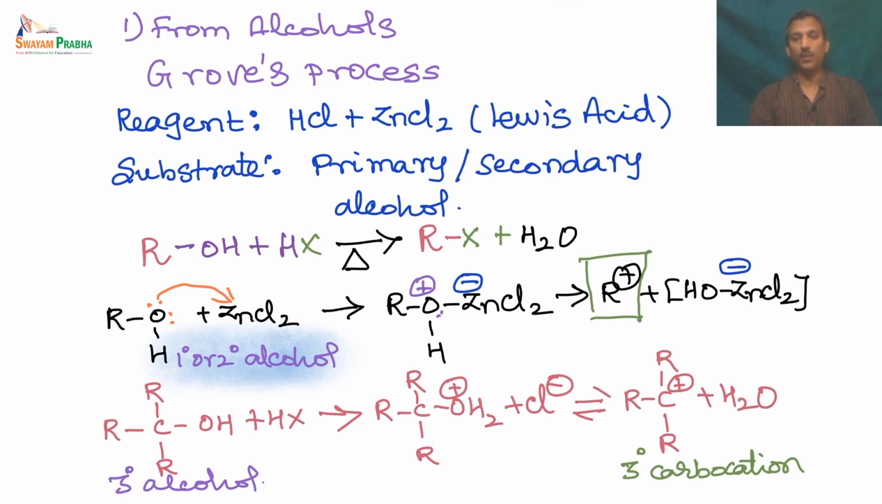Since the tertiary carbocation is quite stable, this reaction does not require the zinc chloride, and the Cl minus from the reaction can attack this carbocation to form the final alkyl halide. So this is another method. So from alcohols, the Groove's process can be used to make alkyl halides.